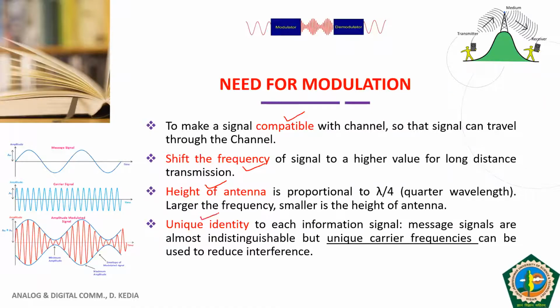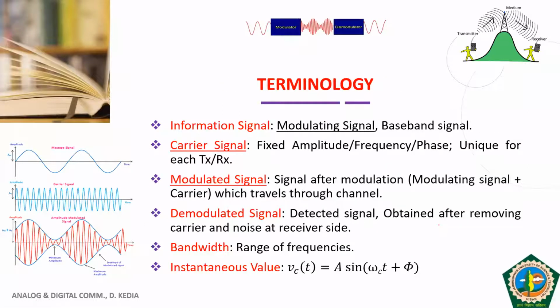Then with the help of modulation, we will provide unique identity to each information signal, and with the help of modulation, we will assign unique carrier frequencies to each of the modulating signal or information signal. So this was the brief terminology we had talked about. So in today's class, we will mainly focus on 3 things that I have underlined here in this slide.